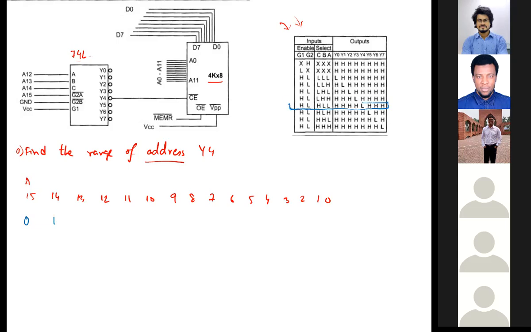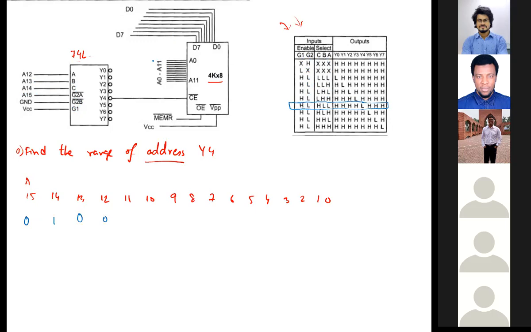So just look at this row. If you look at this row, you will get all the connections. You see, G1 is high, G2 is low. I don't have to worry about G1; G1 is automatically high. So G2, I have made it low. Then C should be high. C is connected to A14, so A14 is high. Then B should be low. B is connected to A13, so A13 should be low. Then once again, A should be low. A is connected to A12, so this should also be low.